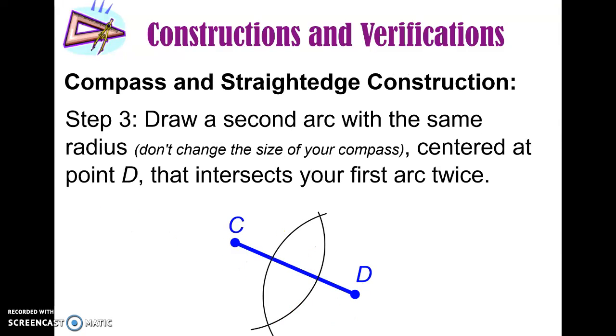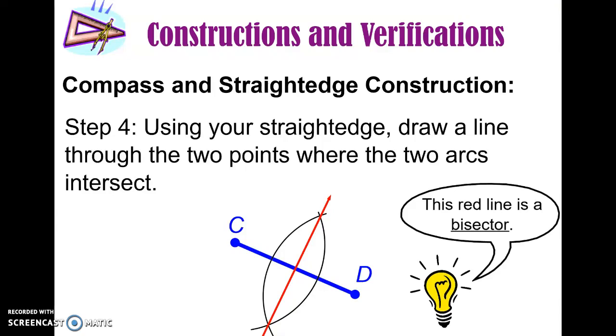Then you take your compass with the same setting, and you flip it over and put the pointy part on D to make this arc. So you keep it the same. Then the red line, the line that connects the intersections of your arc, is called the bisector. Bi means 2. Sector is kind of like sections. So I've made 2 sections of my segment.